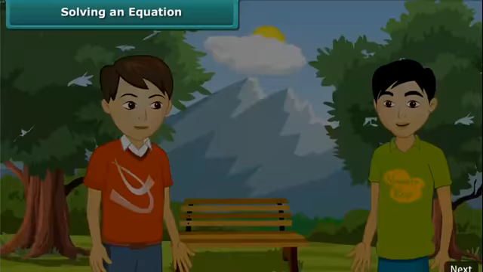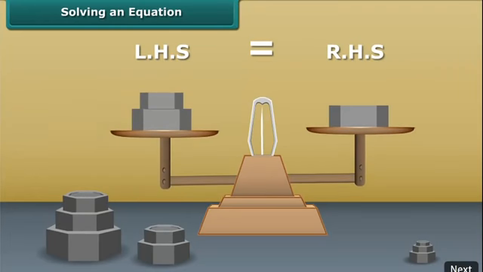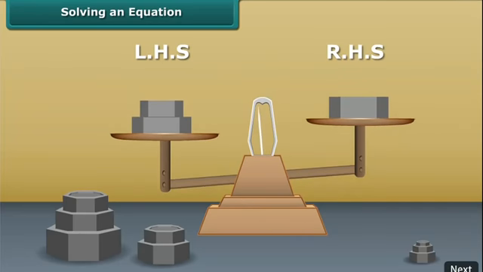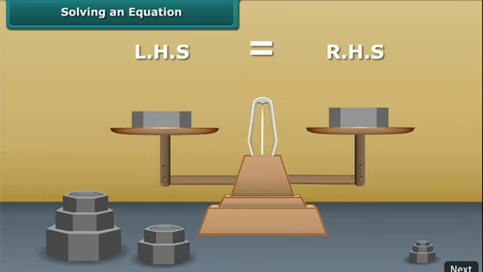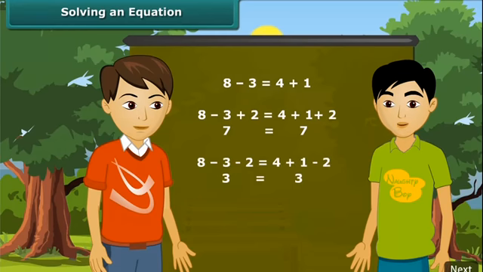A balanced equation is like a weighing balance with equal weights on both its pans. If we add the same weights to both the pans, the arm remains horizontal. Similarly, if we remove the same weights from both the pans, the arm remains horizontal. Same is the case with the equation. If we add the same number to both its sides, the equation remains unchanged. And if we subtract the same number from both its sides, the equation remains unchanged. If we multiply or divide by the same number, then also the equation remains unchanged.